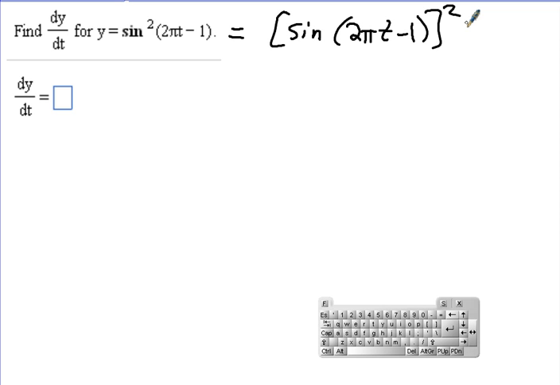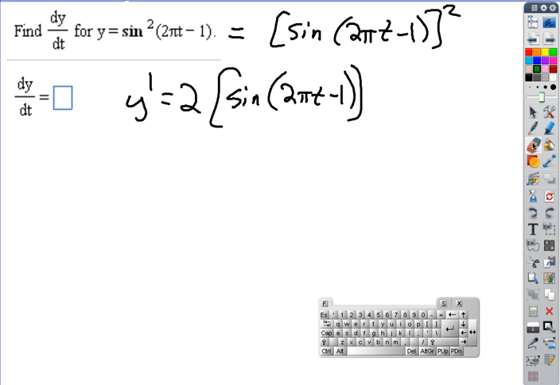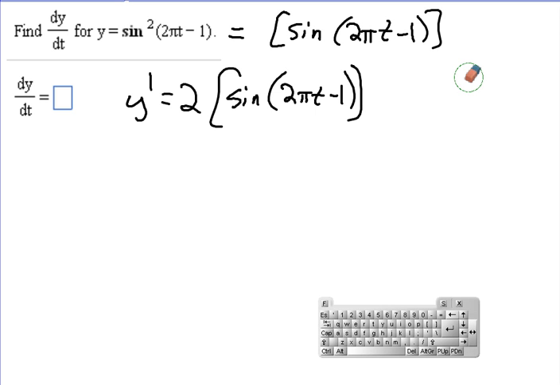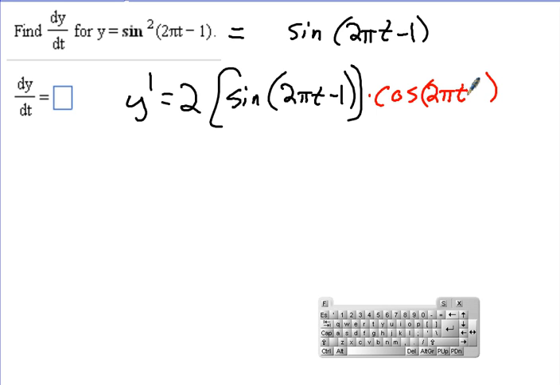When we differentiate this then, at the outermost level it's a power, so what's the derivative of hand squared? 2 hand to the 1, right? So this is going to look like 2 hand to the 1, and hand is the sine of 2 pi t minus 1. If we peel away that outer layer, this guy is gone now. Once I take away the power, now it's a trig. I've got the sine of hand. What's the derivative of sine hand? Cosine hand. So I'm going to multiply that by cosine of 2 pi t minus 1.